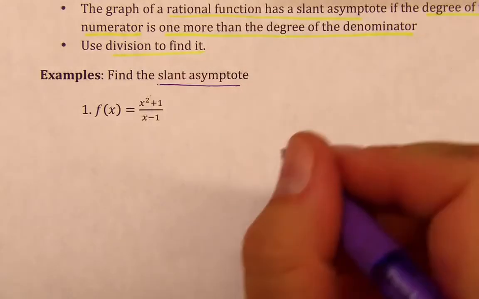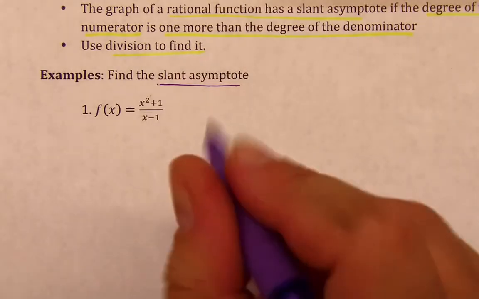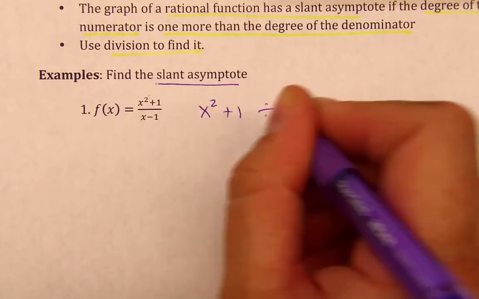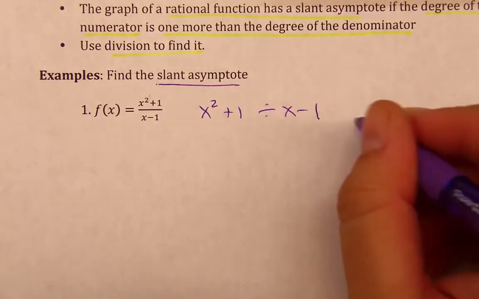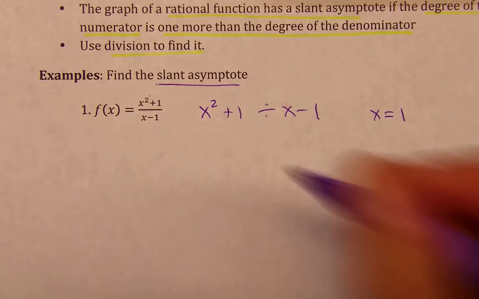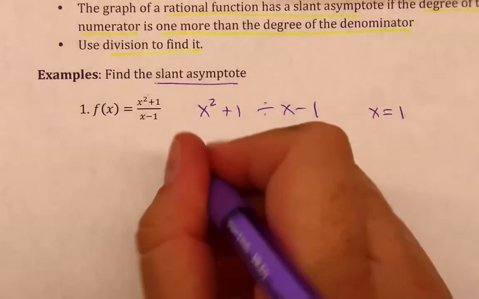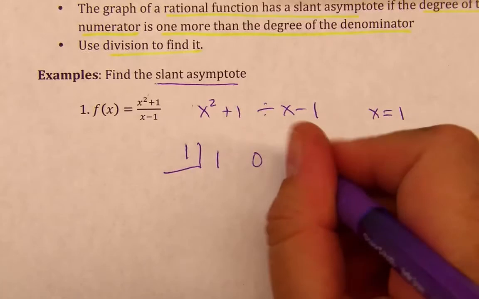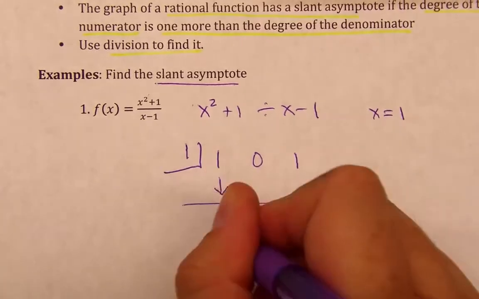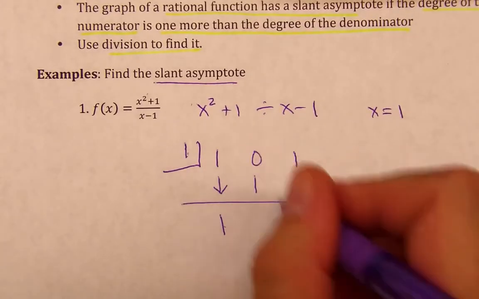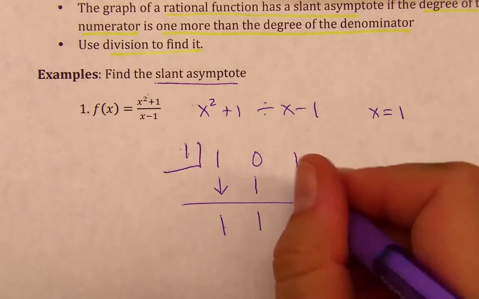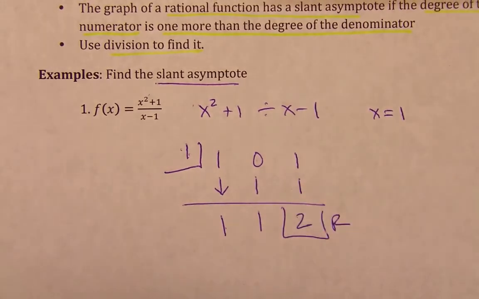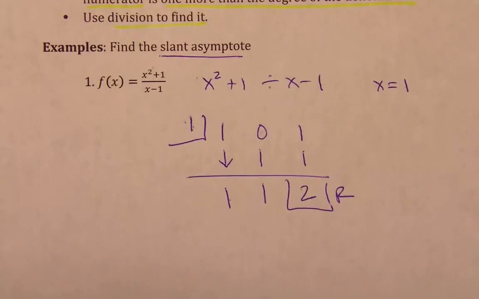Okay. So they said we're using division to find it. Well, we have x squared plus 1 divided by x minus 1. So that means x equals 1, and we can use synthetic division here. And that coefficient is a 1. There's no x term and a 1. Bring down the 1. 1 times 1 is 1. 0 plus 1 is 1. 1 times 1 is 1. And 1 plus 1 is 2. That's our remainder. Okay. So we have a slant asymptote.